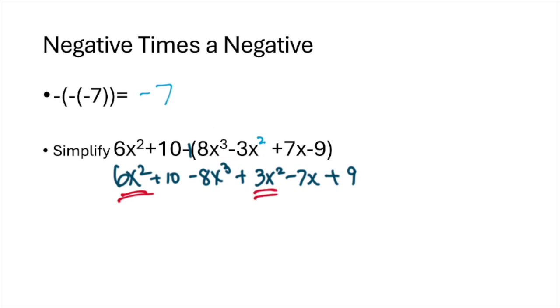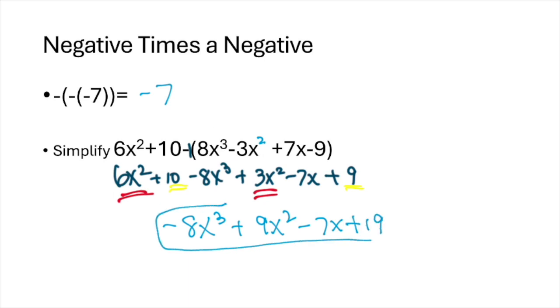I believe those are my only like terms, in blue, or should be in red. So then I'm going to do -8x cubed plus 9x squared minus 7x. Oh, no, I'm wrong. Wait. These ones are like terms. Then plus 19, I believe. Yeah, I have -8x cubed plus 9x minus 7x plus 19. I believe that's my answer right there. But I need you guys to make sure I didn't do anything wrong. Is that what you got?